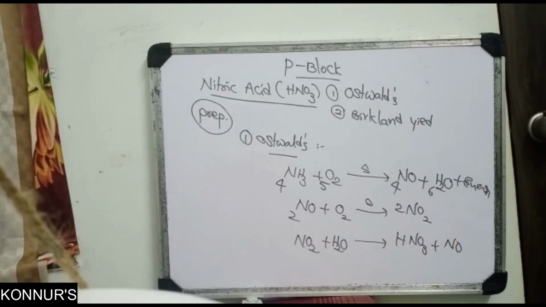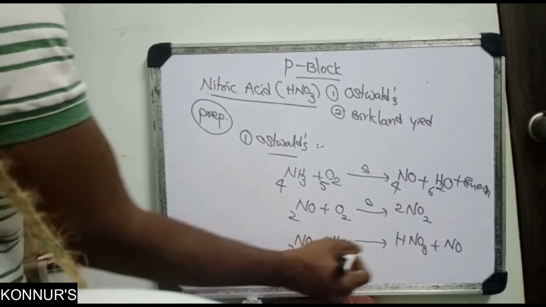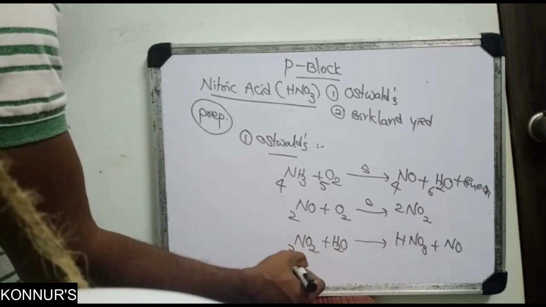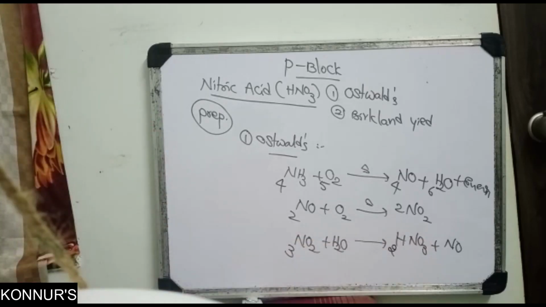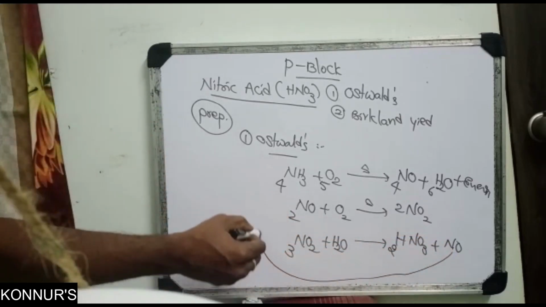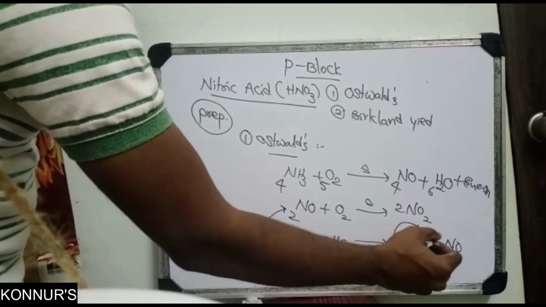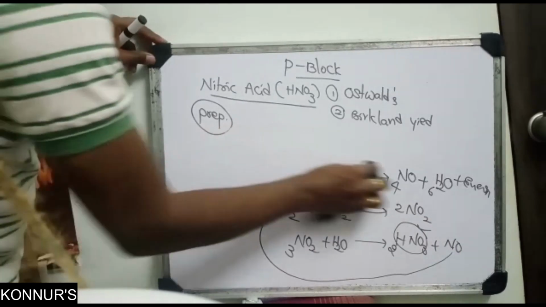So that balancing: 3NO2 plus H2O gives 2HNO3 plus NO. So now this NO is again used in the second process. So there is no wastage. So you can prepare HNO3. So that is Ostwald's process. Next, Birkeland-Eyde process.